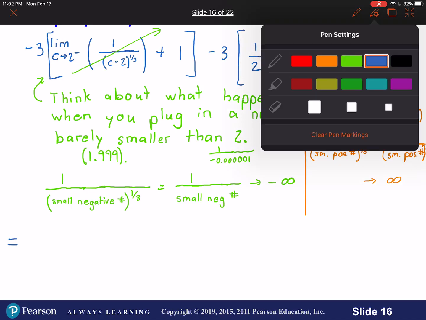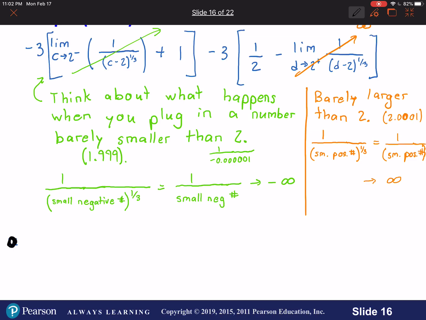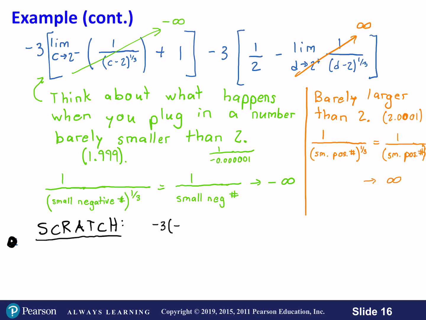So I'm going to label scratch work, so that way a grader knows that whenever I write infinity here, they shouldn't grade it. So what we really have is -3 times negative infinity plus 1 minus 3 times 1/2 minus infinity. -3 times negative infinity, that is actually just positive infinity.